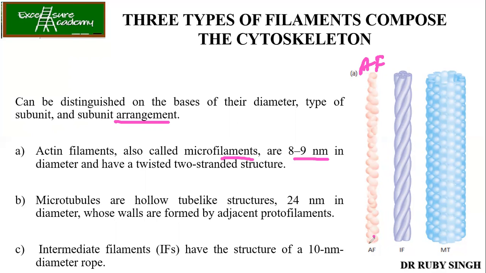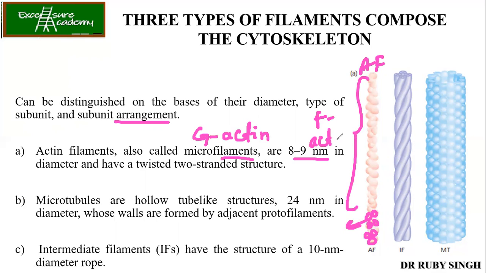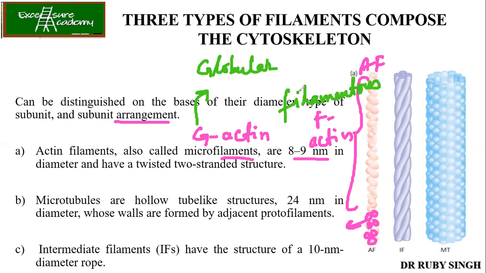So you can see that these are the small subunits present over here, right? Each subunit is made up of some monomer. What is the name of the monomer? It is G-actin, right? Now once it forms like this, it becomes F-actin. Now what do this G and F stand for? Any idea? So here G stands for globular and F stands for filamentous. Okay, so whenever I talk about G-actin, F-actin, it should click in your mind.